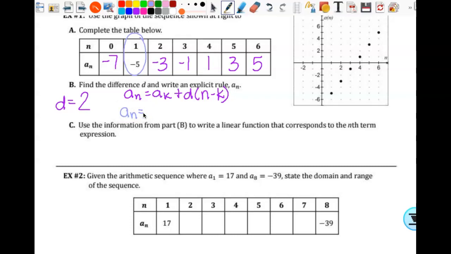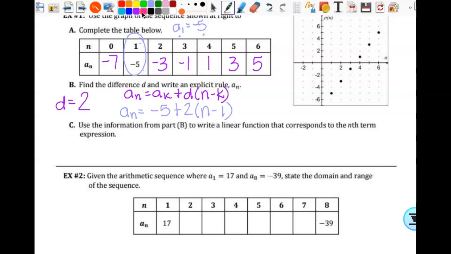What is a sub k? So if n is 1 and a sub n is -5, then that means that a sub 1 is equal to -5. So if this is what I'm looking at, this would be a sub k equals -5. So this would be -5 right here. That makes sense? It's the y value basically. Plus d, which is 2, times (n minus what? 1). Okay. And then we can leave it like that, right? We were taking it a little bit farther than this when we were writing these functions, and that's fine too. But it's okay to leave it like this.